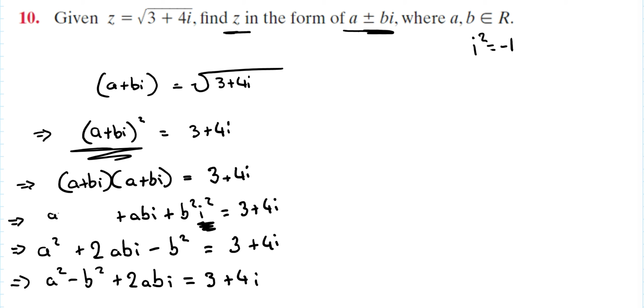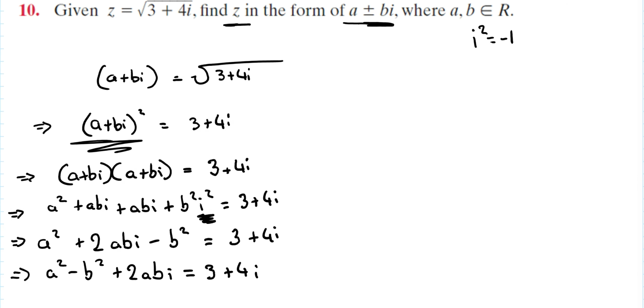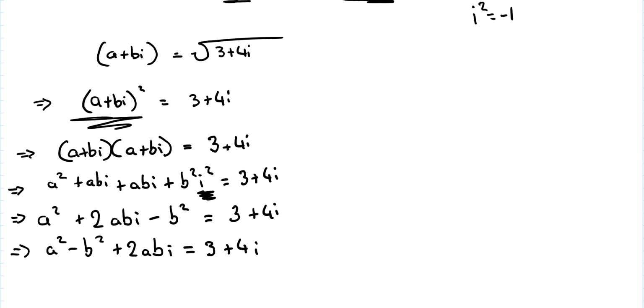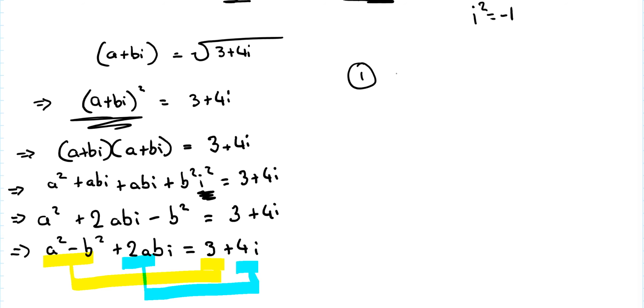I'm missing... What am I missing? A squared plus abi here. Let's just delete it. Okay, well, match like with like. I know they're the real parts and the imaginary parts. So what do I have? I have equation 1, which is a squared minus b squared. Okay, well, that's non-linear. Then 2ab is equal to 4.